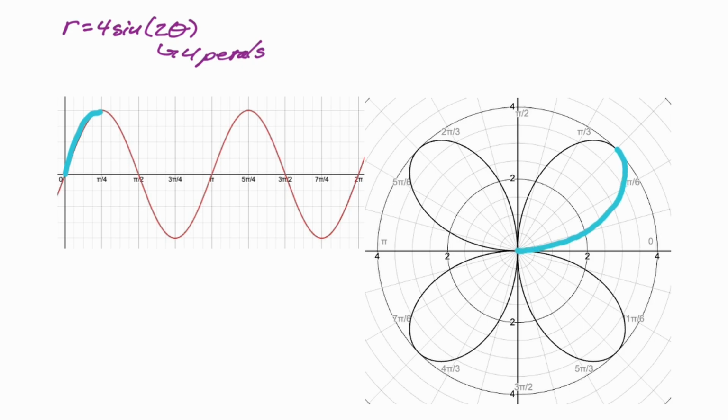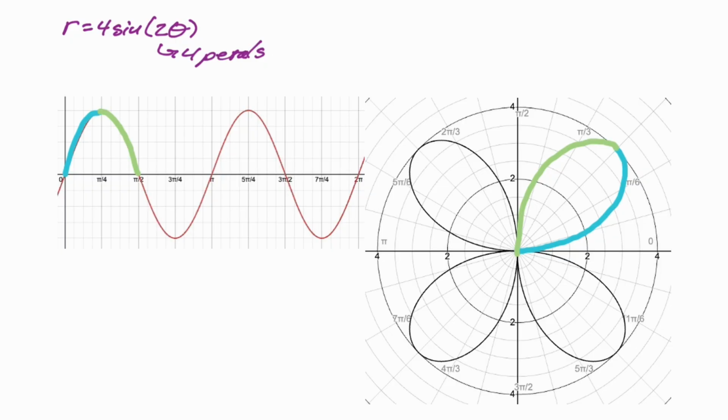This is the connection that you really want to see. And then the next part, you're going from pi over 4 to pi over 2. So you just kind of go back from r equals 4 to the origin again as theta rotates. And then you just keep going, right? So now theta is going from pi over 2 to 3 pi over 4, but r is negative. So instead of tracing in quadrant 2, you trace in quadrant 4.